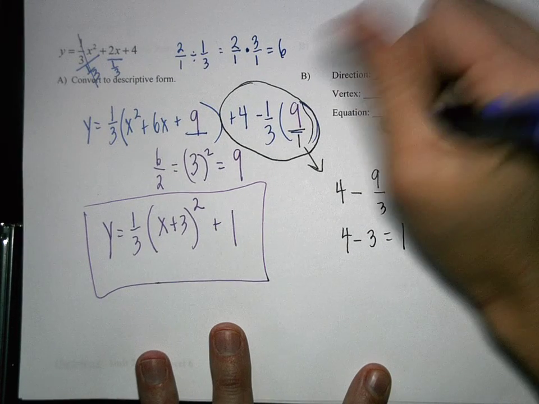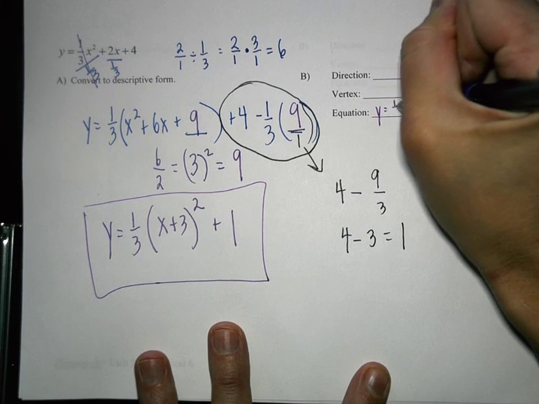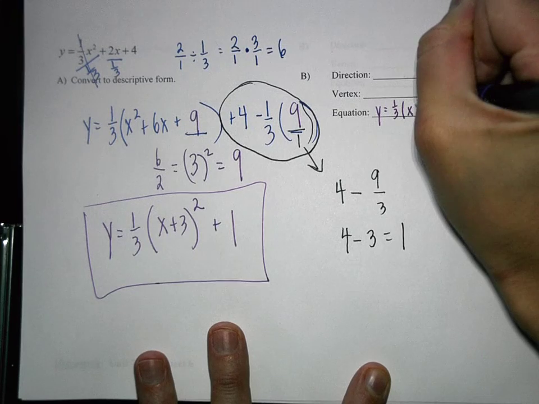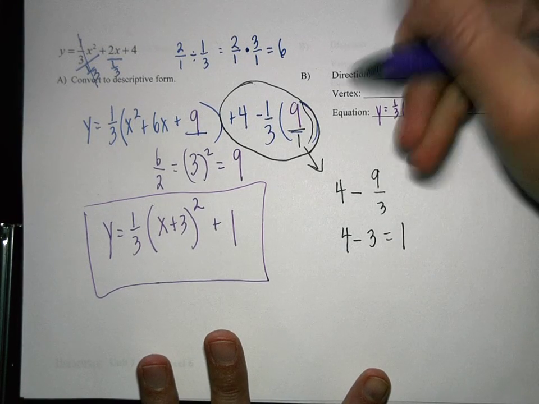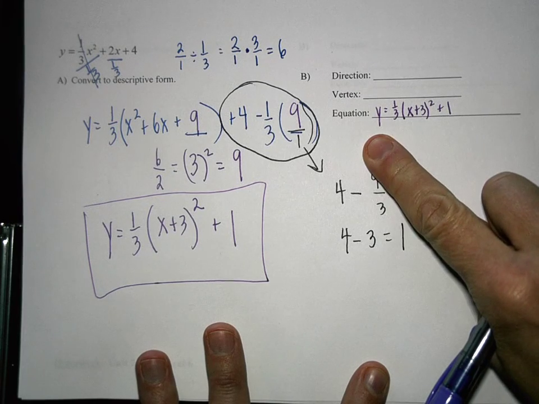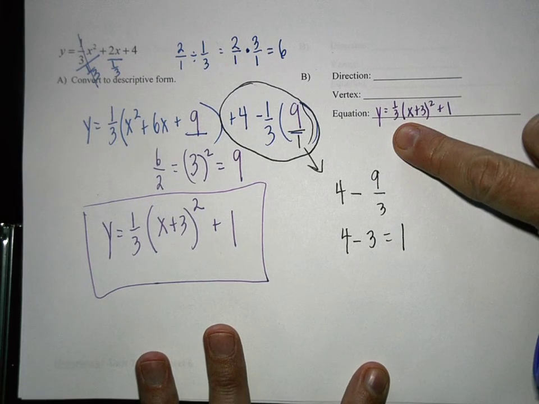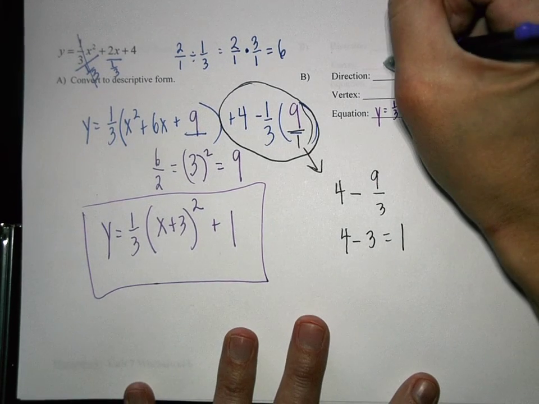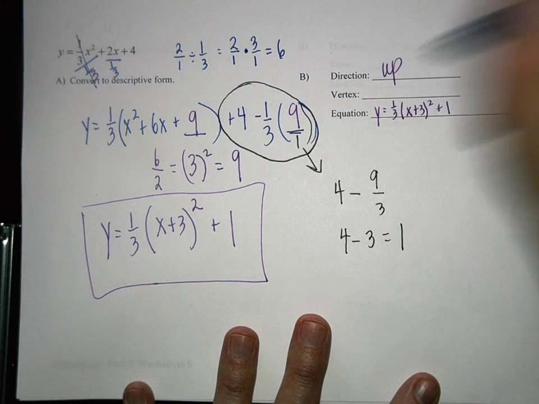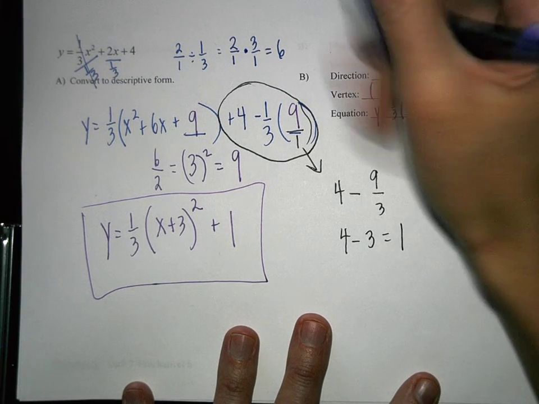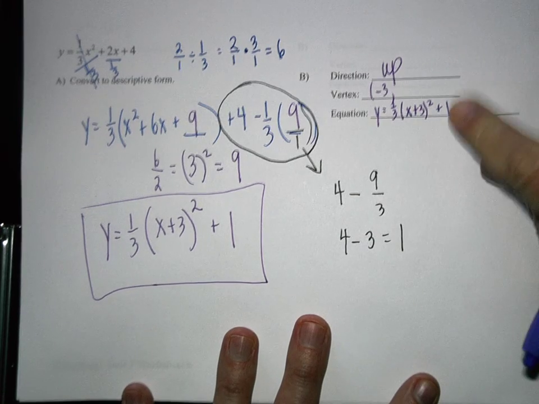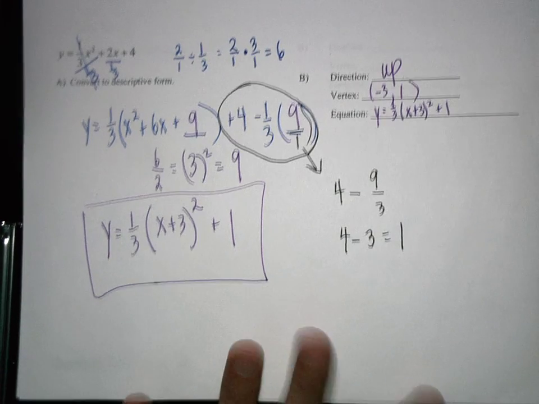The equation is y equals 1/3 parentheses x plus 3 squared plus 1. The direction of this, because it's y equals, will be up and down. Because my a value is positive, the direction will be up. The vertex is, we set this equal to 0. X plus 3 equals 0 will give me a negative 3 for the x value, which means the 1 is my y value.